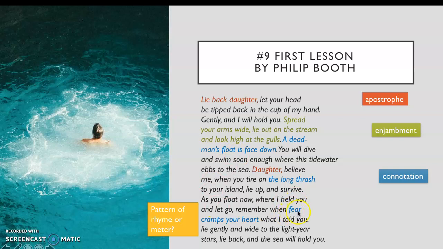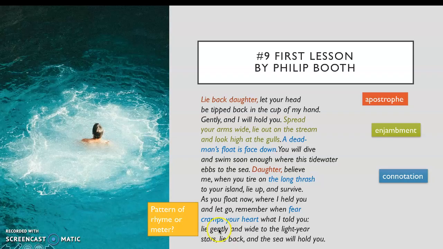Then he says here, when fear cramps your heart. That's a powerful connotation, this word cramps. We all know what it feels like when you're swimming or at any time for a muscle to cramp up. It's intense, and it's hard to think about anything else when you're undergoing a muscle cramp. But he says, when this happens to you, remember what I've told you. Remember what I've taught you. Remember how to float on your back.